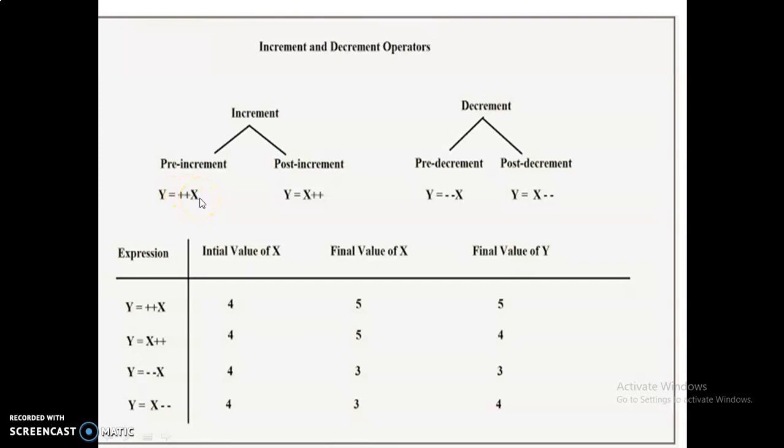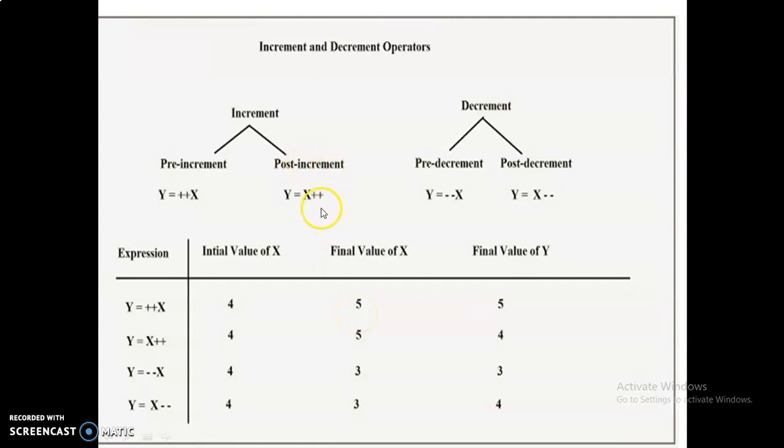What is the definition of pre-increment? It first increments the value of x, then uses the new value of x for y, and x is also incremented. So here the initial value of x is 4. It is incremented by 1, 4 plus 1 is 5. That value is stored in y. So the value of y is 5 and the value of x is also 5.